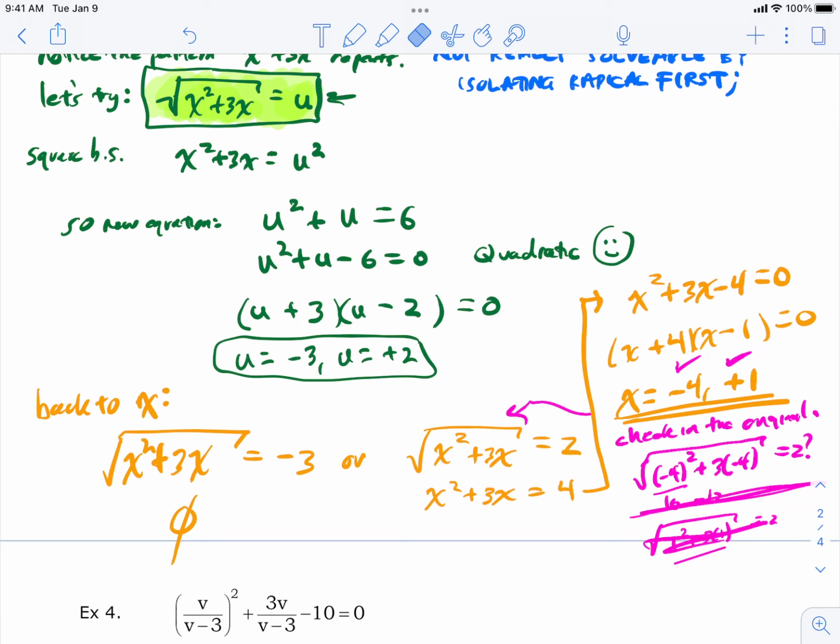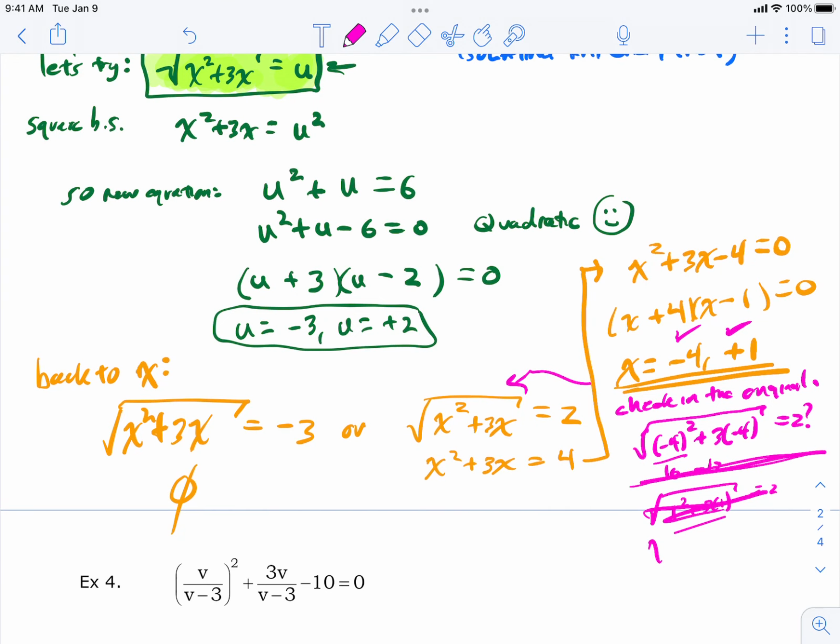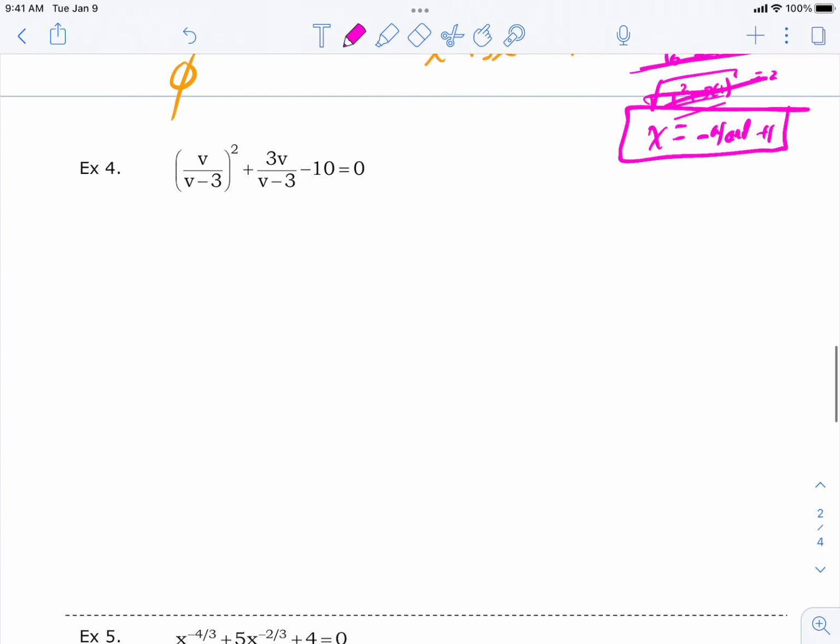So somewhere around the line you want to say x equals -4 and +1. That is our official answer. Okay. How many more of these we got? 2 or 3? 1, 2. We got 2. Okay, 2 to go.